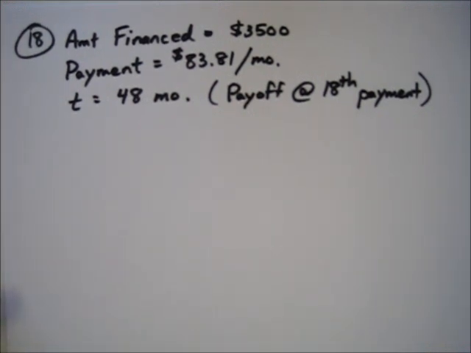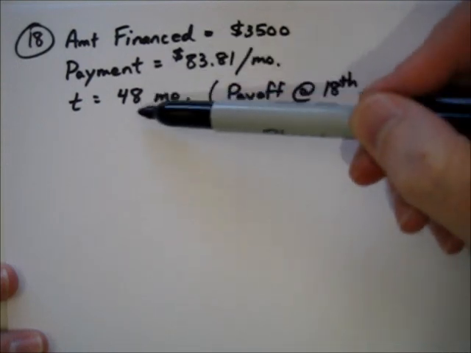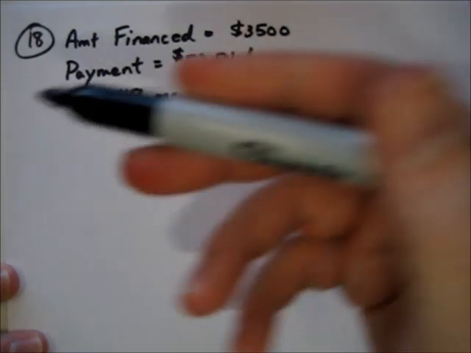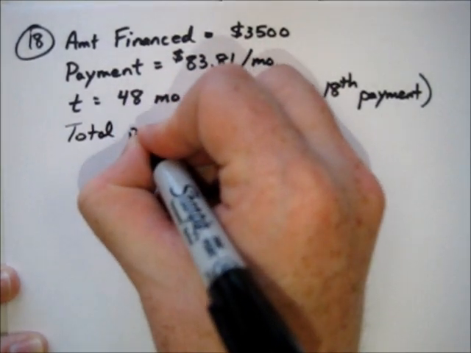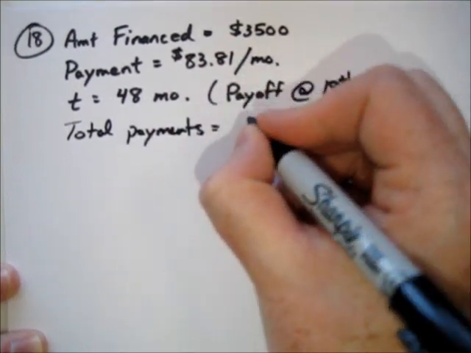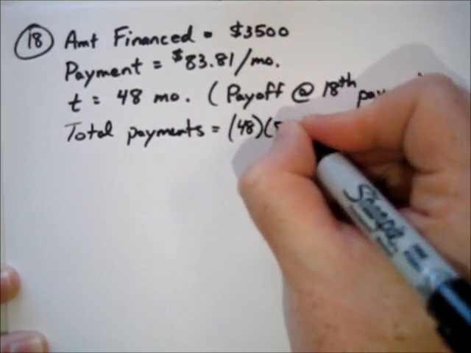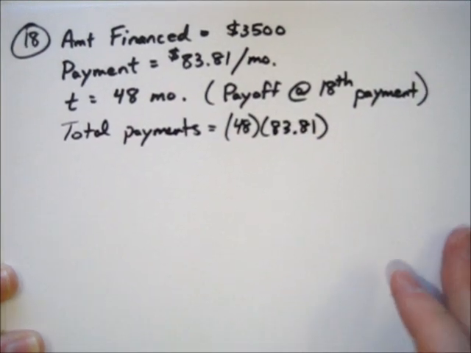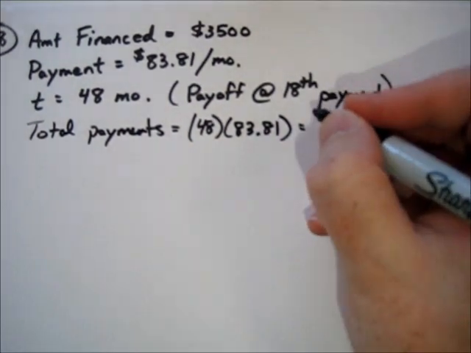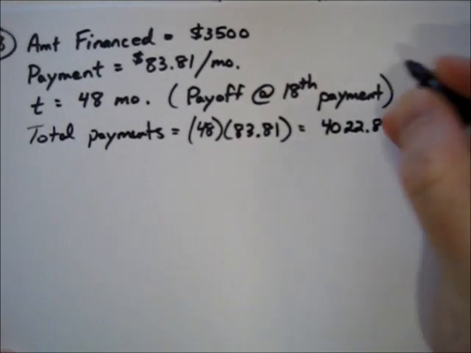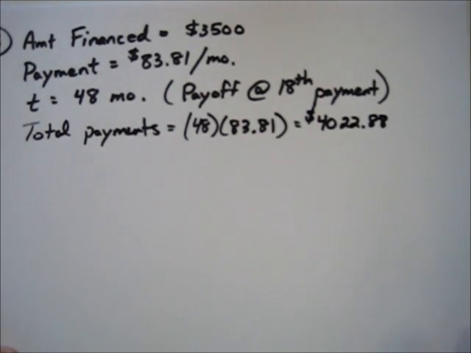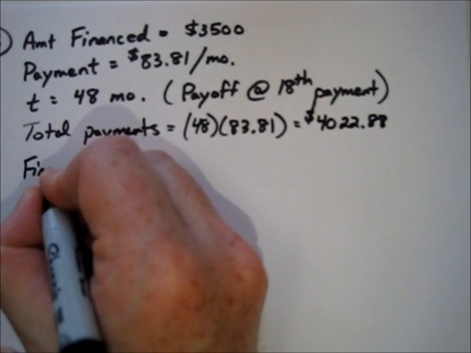So if we want the finance charge first in order to find the APR, the finance charge is going to be the difference between her installment price of $83.81 a month for 48 months and how much she actually borrowed. So the total of her payments is 48 times 83.81, which ends up being $4,022.88.